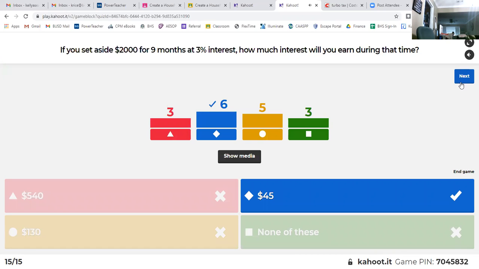All right, so that one is $45. What you want to do there is take your $2,000, multiply it by 3% interest, so 0.03, and then for the 9, you multiply by 9 out of 12, because there are 12 months in a year, or you can multiply by 0.75 if you think how much of a year is that. 9/12 is the same as 3/4 or 0.75.